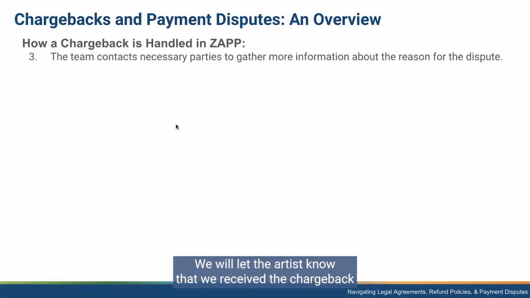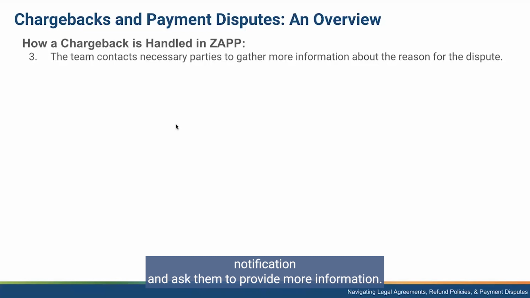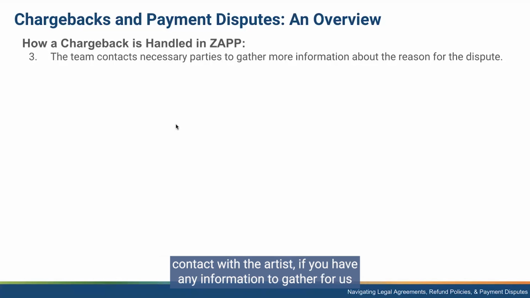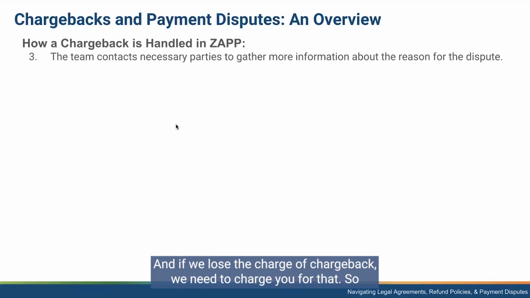We will let the artist know that we received the chargeback notification and ask them to provide more information. We will contact you, the administrator, to determine if you've had any prior contact with the artist, if you have any information to gather for us, and to let you know as well that this chargeback was initiated. We're going to handle it, but we might need info from you. And if we lose the chargeback, we need to charge you for that.